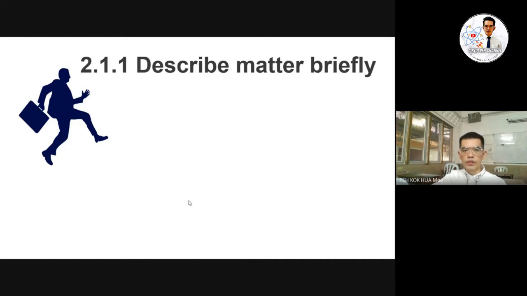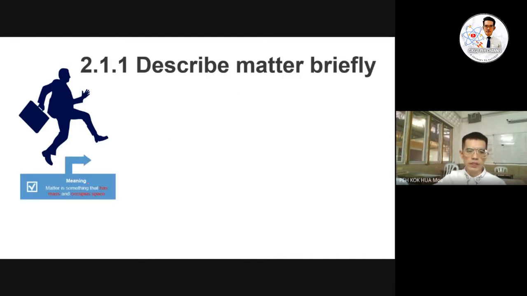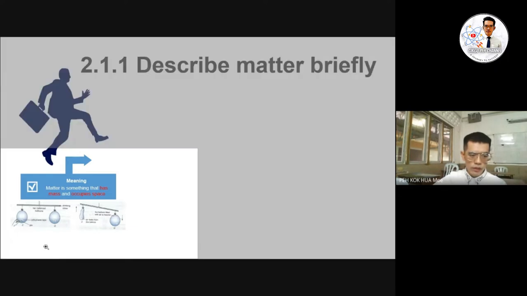Okay. So first, describe matter briefly. What is the meaning of matter? This is the theory you have already learned in Form One. So matter is something that has mass and occupies space. For occupying space, you can also consider it as having volume. So you can look at the figure here.